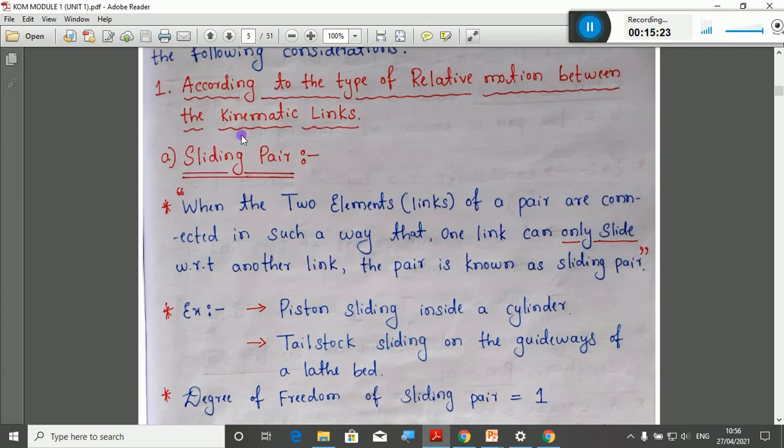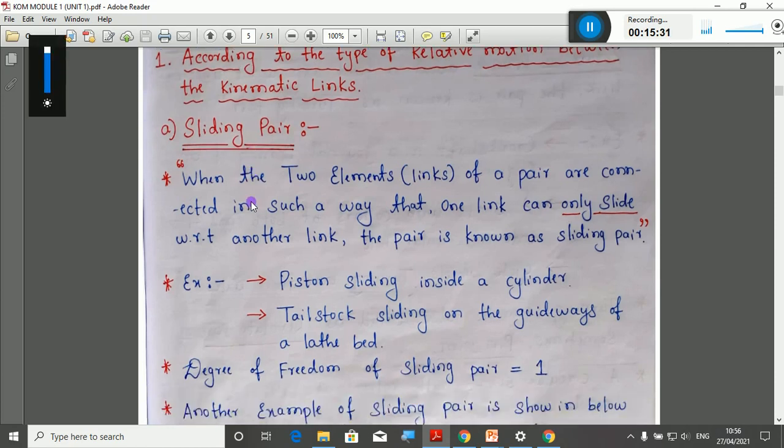So based on the first criteria, that is according to the type of relative motion between two kinematic links, the first one is a sliding pair. Please take this down. When the two elements or kinematic links of a pair are connected in such a way that one link can only slide with respect to another link, such a pair is known as a sliding pair. An example is a piston sliding inside a cylinder. That is also a kinematic pair, but in this case it is a sliding pair because the piston can only slide, it cannot rotate with respect to the cylinder.